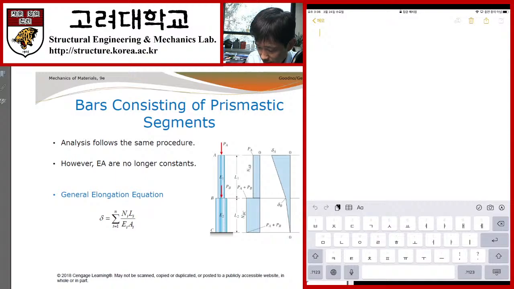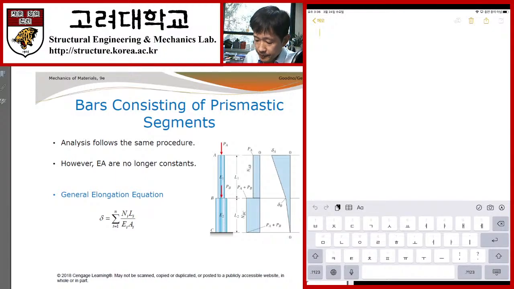Alright, so let's go for today's lecture. We are working on the one-dimensional problem, right? Now because I can see the chatting window, if you have questions, please let me know by typing your questions in this chatting window.